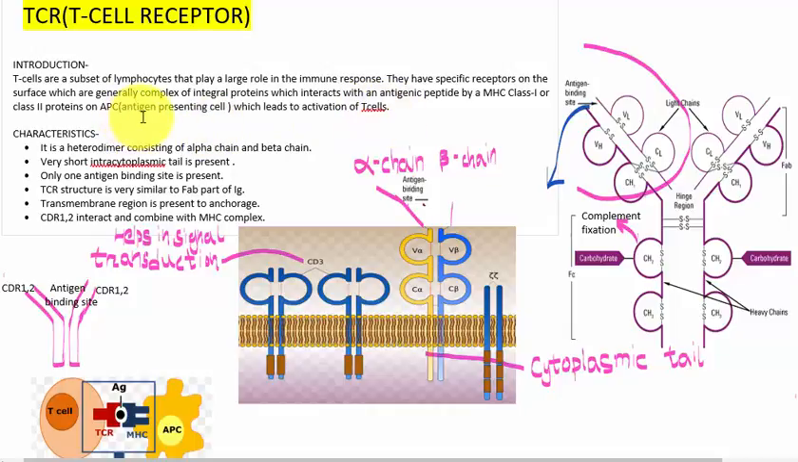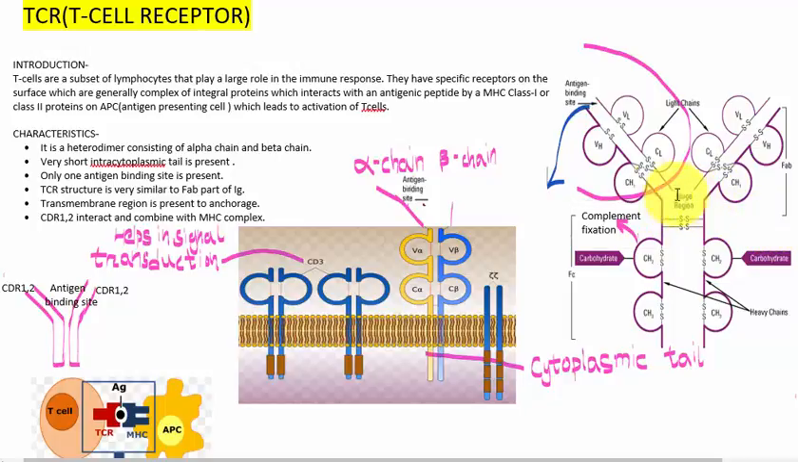So let's discuss the characteristics of the T cell receptor. It is a heterodimer consisting of alpha chain and beta chain. As you can see in this picture, this is the alpha chain and this is the beta chain. Compare it with an immunoglobulin, which consists of two heavy chains and two light chains. The upper part is called the Fab part and the lower part is called the Fc part. The Fab part is generally responsible for the antigen binding site, and the disulfide bond links the light chain and heavy chain and the heavy chain with the heavy chain.